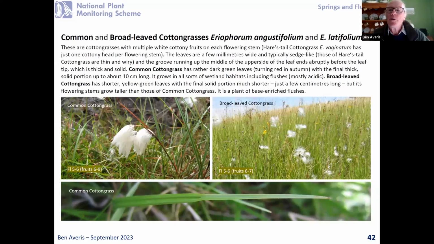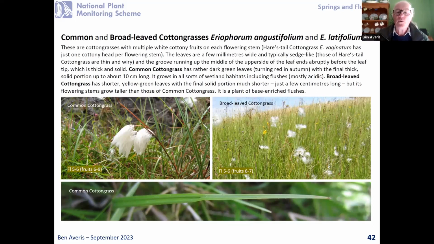And cotton grasses, they're also sedges. Cotton grasses are in the sedge family, and we saw the hare's tail cotton grass earlier on. That's a bog species, completely different. But these ones with leaves more like typical sedge leaves are found in quite a lot of flushes. The common cotton grass is common in acid flushes, but also some more base-rich ones. The broadleaf cotton grass, which is less common, is very much a base-rich indicator.